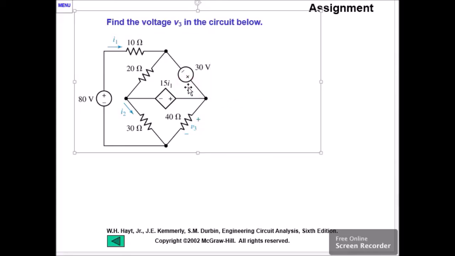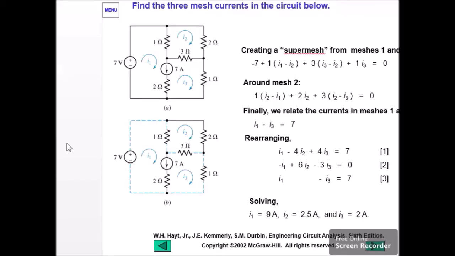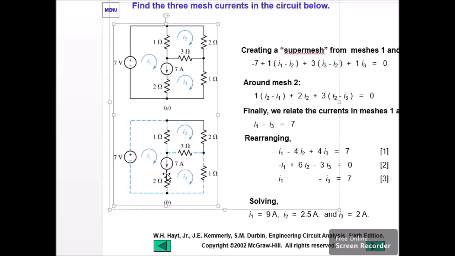This one. Okay, so nag-define pala siya dito ng super mesh. So, sabi niya, now we create a kind of super mesh. Ano ba yung super mesh? It is from two meshes that have a current source as a common element. So, eto. This is a super mesh. Dalawang mesh siya, mesh 1 and mesh 3, na meron siyang current source as a common element.